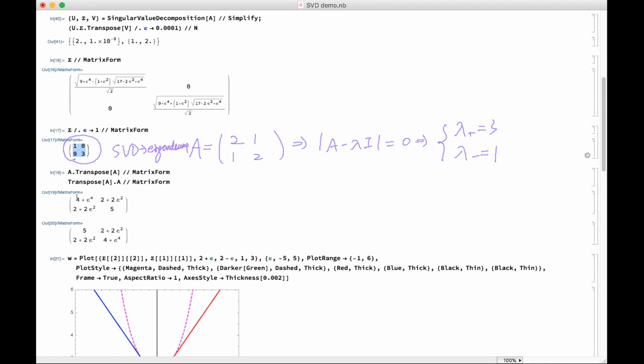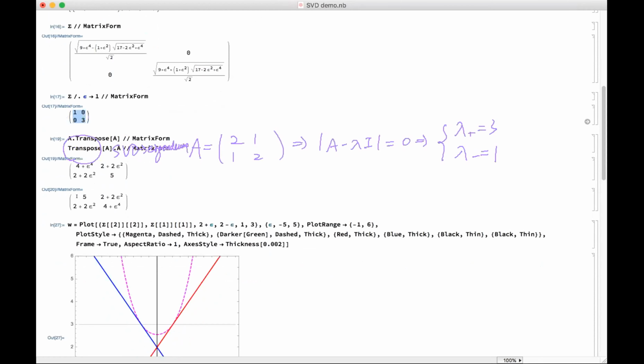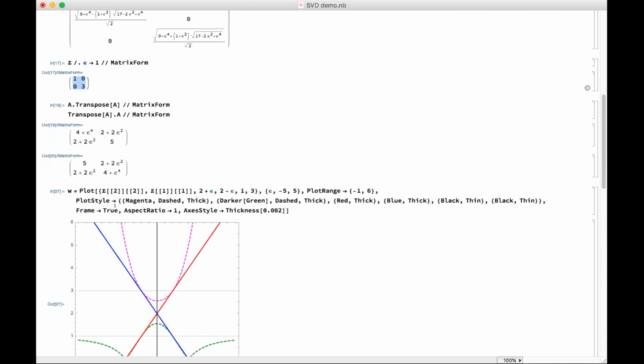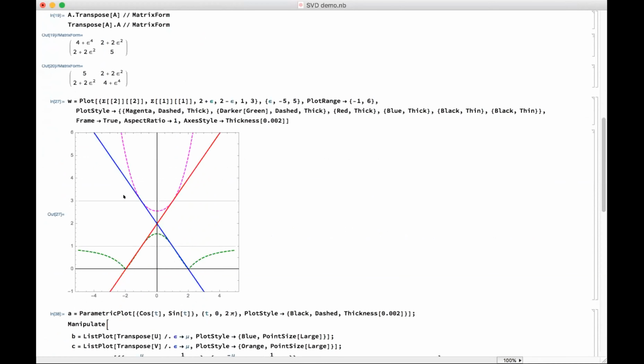Okay, and then in general, AA transpose and A transpose A are not the same unless epsilon goes to 1 or plus or minus 1. Okay, so now in the following, this is a plot of the eigenvalues, lambda plus, lambda minus, as well as the singular values, sigma plus and sigma minus. Let's see what happened here.